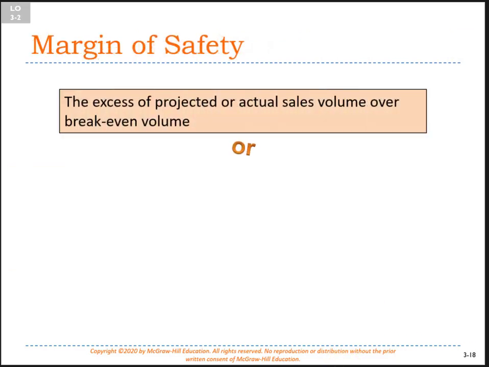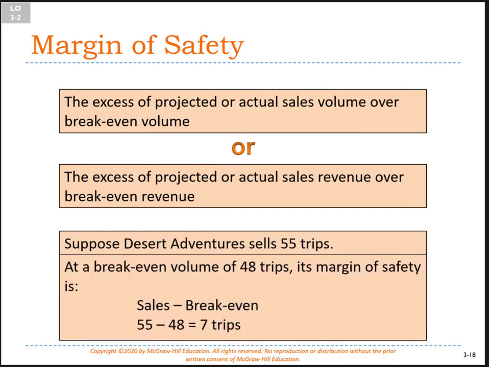All right, another calculation or tool, margin of safety. That's how much the sales volume we plan on making is more than break-even. So if break-even is 50,000 units, and we plan to make 70,000, then our margin of safety is 20,000. So we sell 55 trips in our example here. Break-even volume was 48 from our earlier calculations. So our margin of safety is 7 trips.